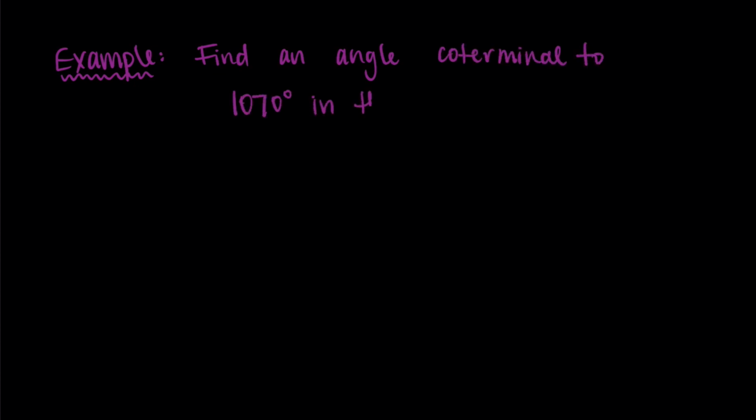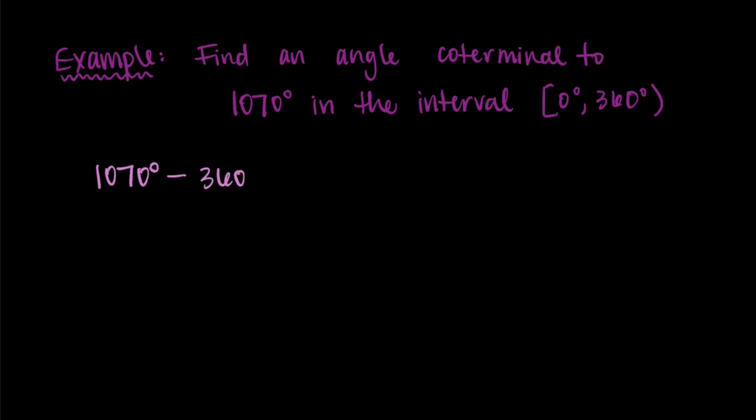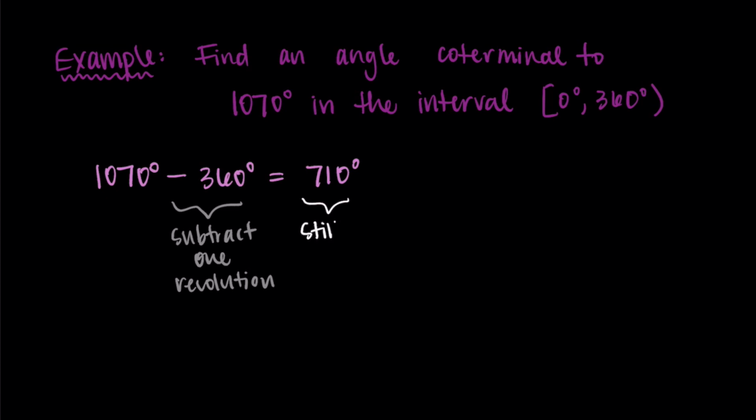Let's say we want to find an angle that is coterminal to 1070 degrees that's in the interval from 0 degrees to 360 degrees. So we're starting with an angle that is very large in comparison to our 0 to 360 degrees interval. And so we're going to need to subtract off one revolution at a time until we get back to the right interval. So first I'm going to subtract one revolution, minus 360 degrees, and I'm getting an angle of 710 degrees. So this new angle, which is coterminal to the one I started with, is still outside my interval. It's still too big.